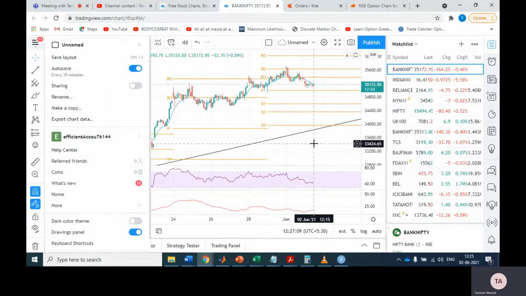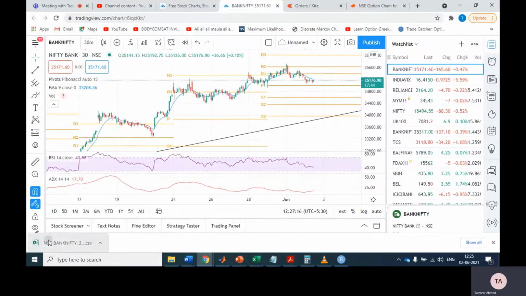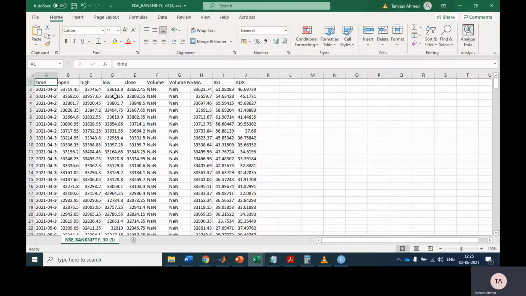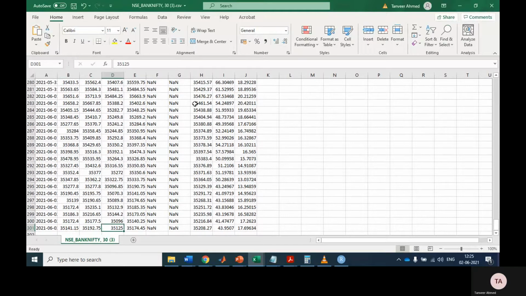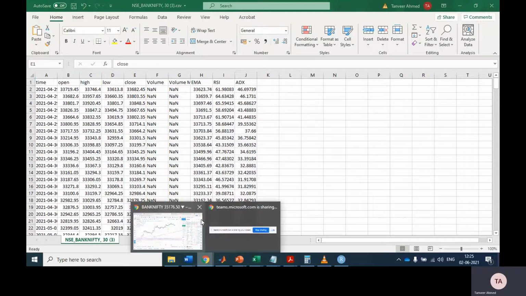I have already done that, by the way, so I don't have to, but I can export the chart data in CSV form, and I can get the CSV, the OHLC and everything, all the data values here. So you can see I have got these many data values. I'll be using the closing price of Bank Nifty for this video. So let me do that.